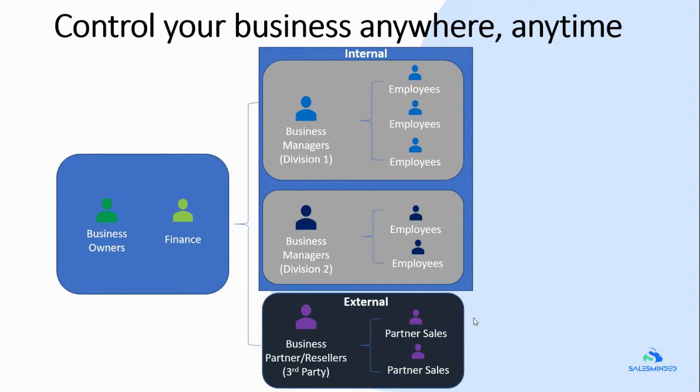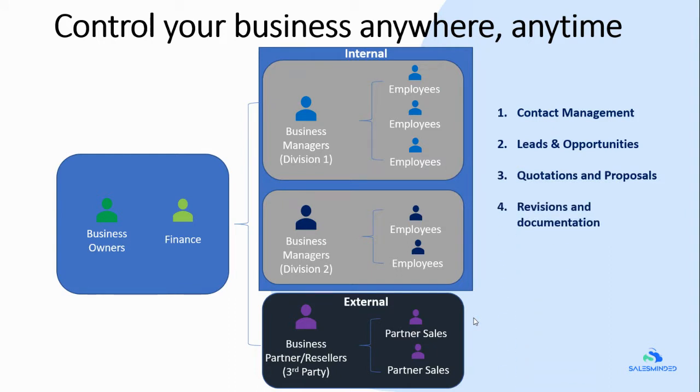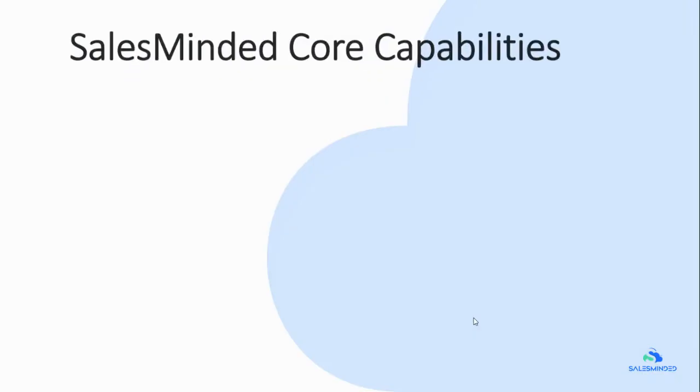The idea is you can easily track internal and external sales and payments that are coming in. In short, the functionalities of SalesMinded include contact management, leads and opportunities, quotations and proposals, revisions and documentation, which are automatically stored within the system, payments and invoices, and collections. With all of this, you also get access to dashboards and business intelligence at your fingertips.